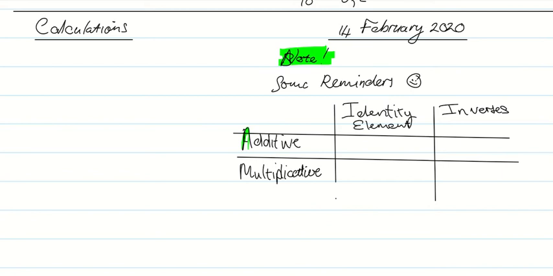Listening and paying attention. Our first one says a plus 0 is equal to, anyone? What is a plus 0? Still a. And then a times 1 is equal to a. The inverse of this, the additive property, will be a plus negative a. A plus negative a is equal to 0. That is called the additive law.